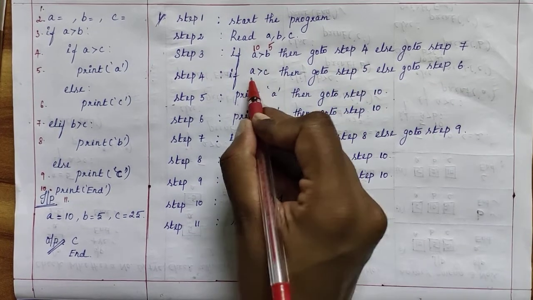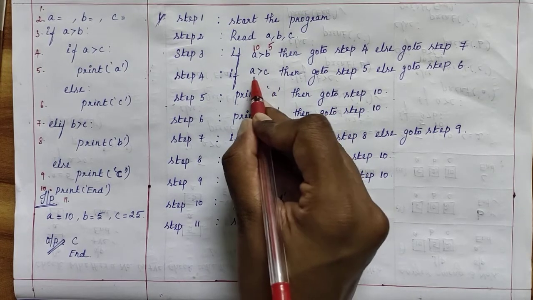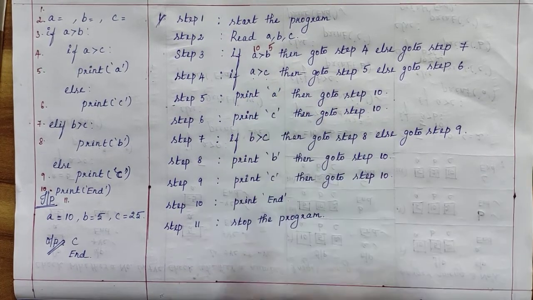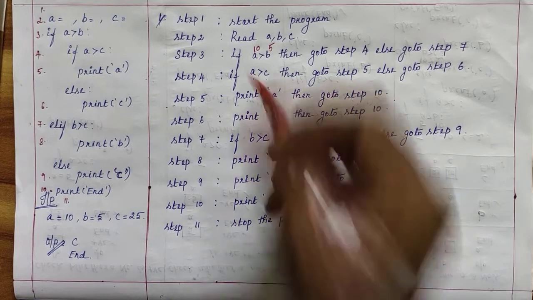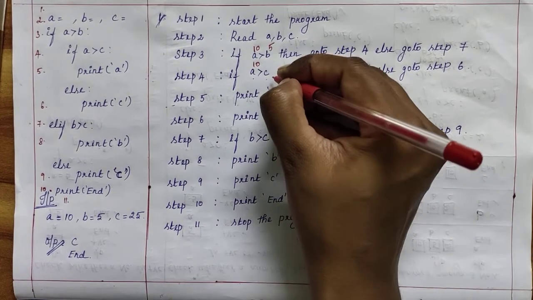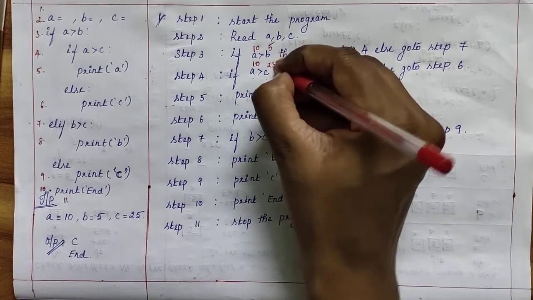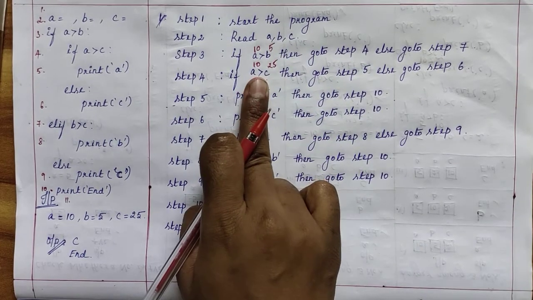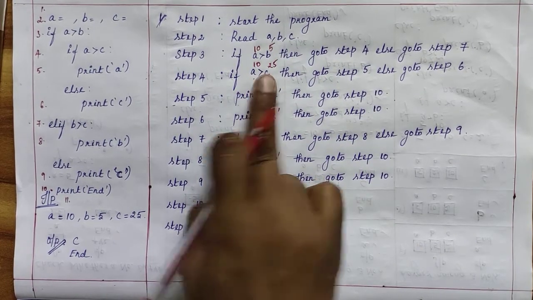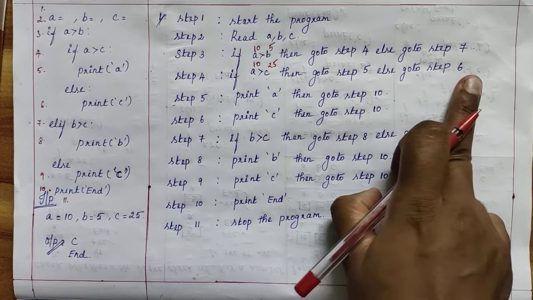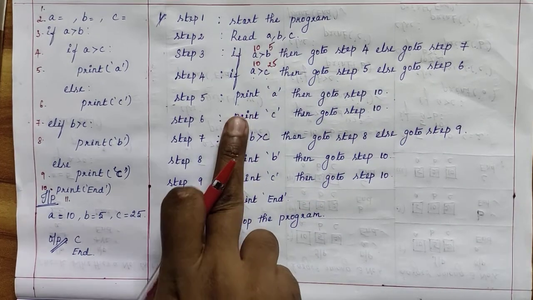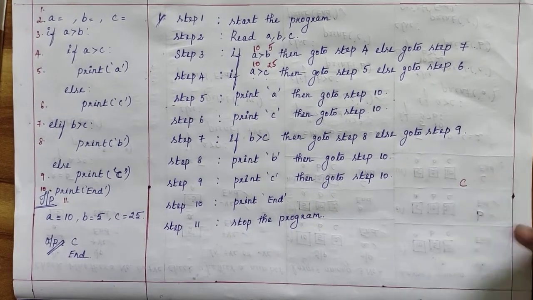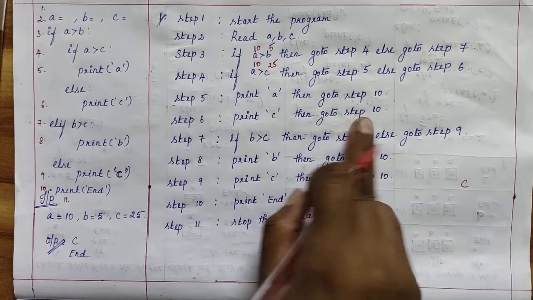So what is step number 4? We are just going to compare the value of A with the value of C. A is 10 and C value is 25. 10 is greater than 25? No. So this condition is false. Therefore, we have to go to step number 6. So what is step number 6? Print C. So C will be printed. Then go to step 10.